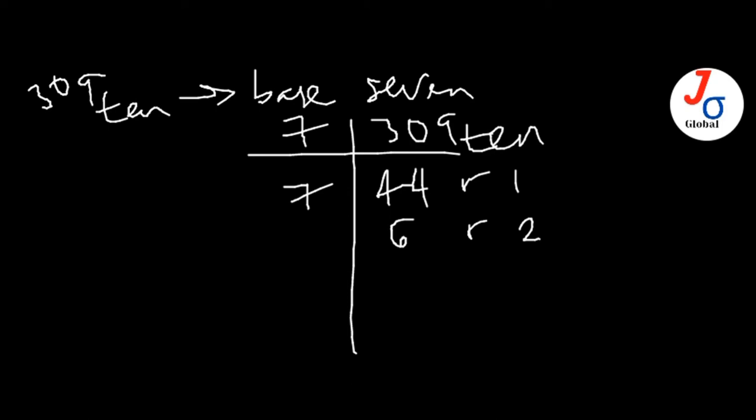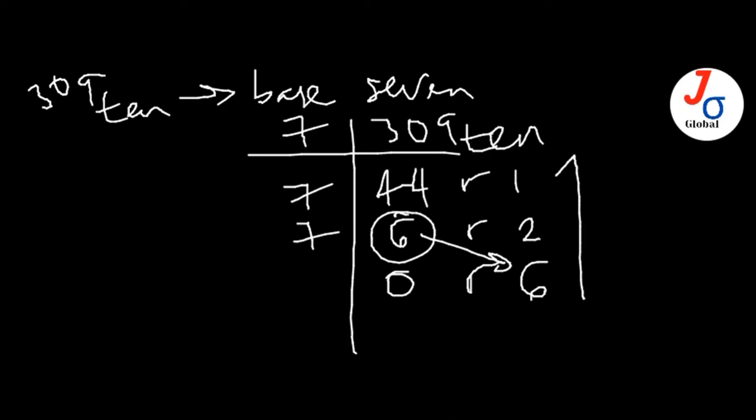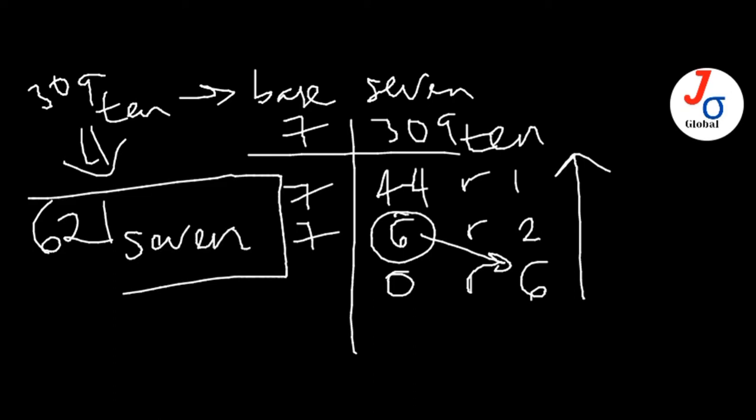Then 6 divided by 7. That's practically impossible. So I'm going to do 0, remainder 6. So I'm going to count. So this 309 base 10 is actually 621 base 7. And so that's how to convert that.